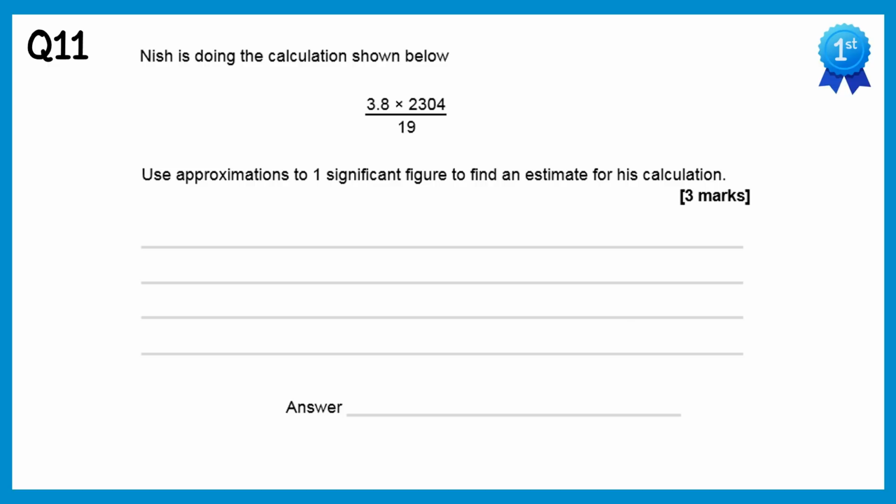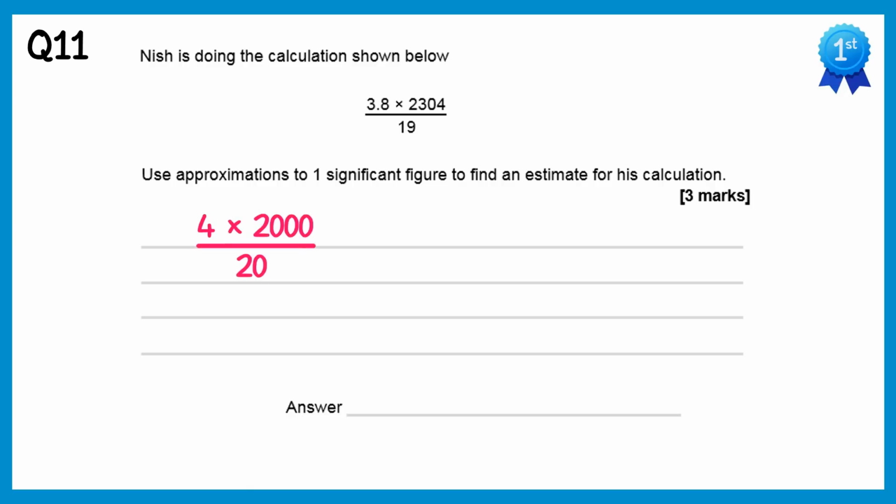For this question, we're going to estimate the answer. We need to round each of the numbers in the question to one significant figure. So we'll start with 3.8. If you round that to one significant figure, you get 4. The next number, 2,304, rounds to 2,000, and the bottom number 19 would round to 20.